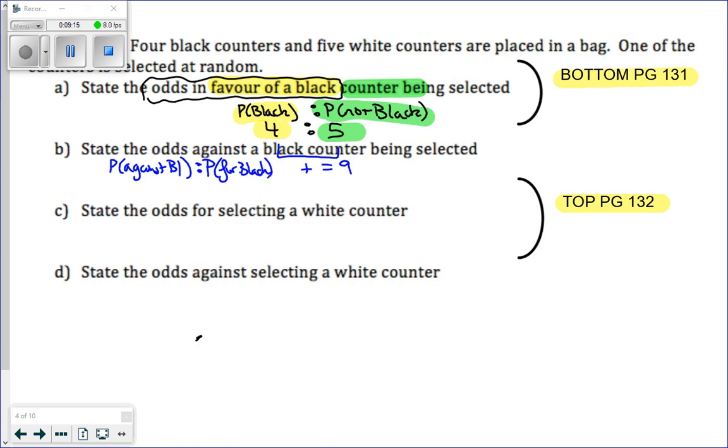So how many are not black? 5. How many are black? 4. So we say it as in favor of black, so we would say 4 to 5 odds. So 4 odds in favor, 5 odds against. Odds against black would be 5 against and 4 for. Okay, now go to page 132.